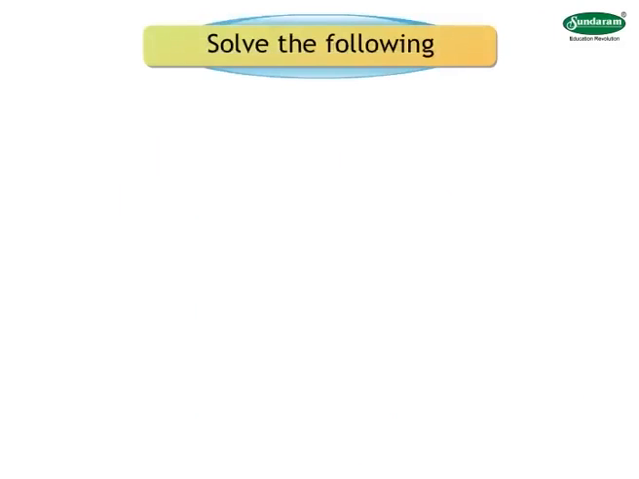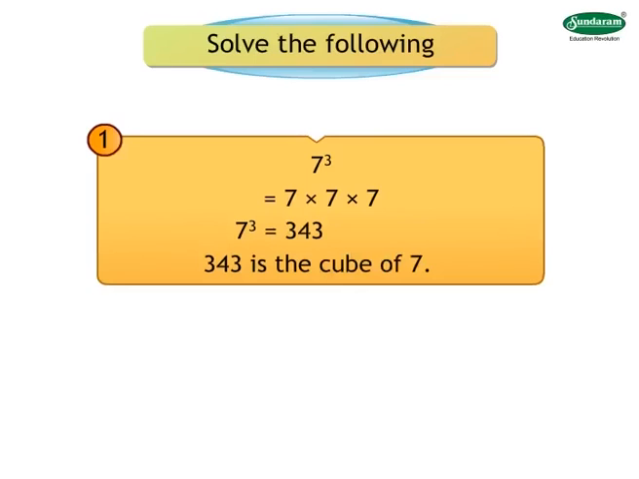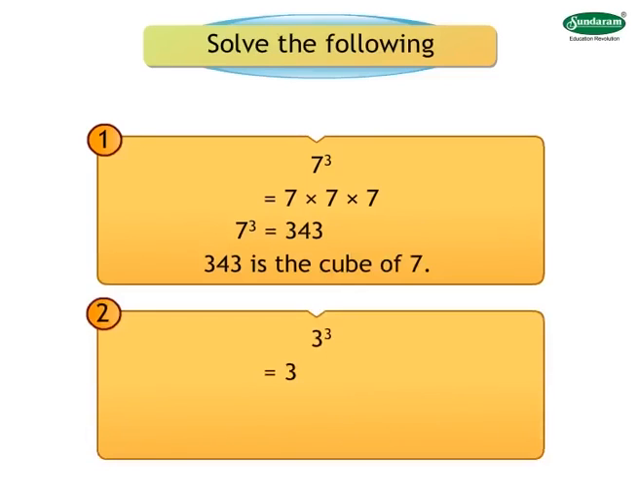Let us solve the exercises. 1. 7 cube is equal to 7 into 7 into 7. Therefore, 7 cube is equal to 343. Therefore, 343 is the cube of 7. 2. 3 cube is equal to 3 into 3 into 3. Therefore, 3 cube is equal to 27. Therefore, 27 is the cube of 3.